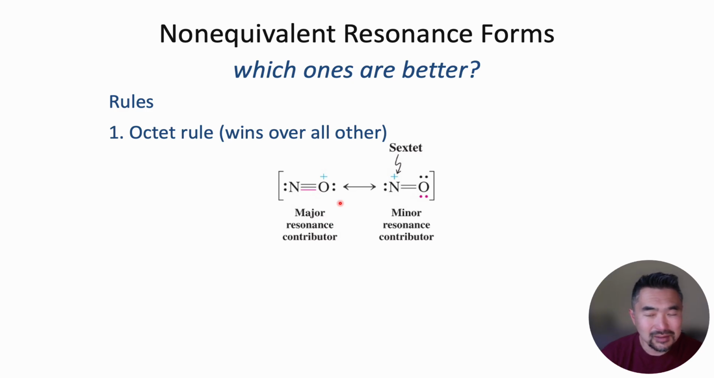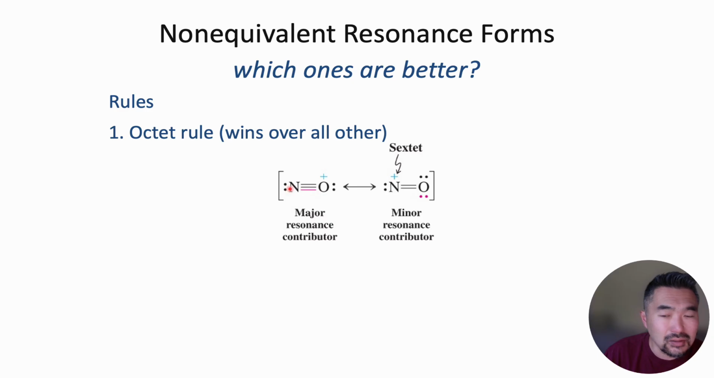Like biology is explained by chemistry, and so everything is explained by wanting to meet the octet rule, right? So it's most important. Between these two, it's actually pretty easy to determine which is major, because in the left structure, if you count the number of electrons each atom possesses, each has 8 electrons.